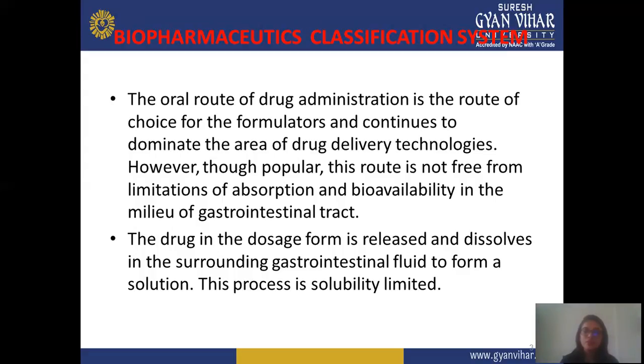The drug in the dosage form is released and dissolved in the surrounding GI fluid to form a solution. It means that after taking the drug, it disintegrates and dissolves in the GI fluid, and after dissolution it is converted into solution form. This is a rate-limiting step, and the process is solubility limited, because not all drugs are solubilized in the GI tract.